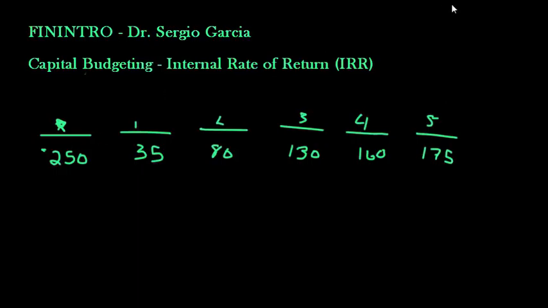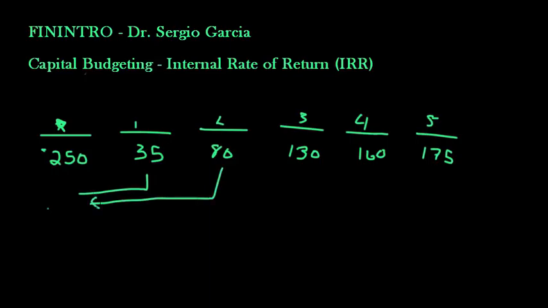Okay, so today we're going to talk about internal rate of return, and we're going to use the same sort of stuff that we've already done before. The difference between net present value and internal rate of return is that we're still going to discount all the future cash flows back down to time period zero.